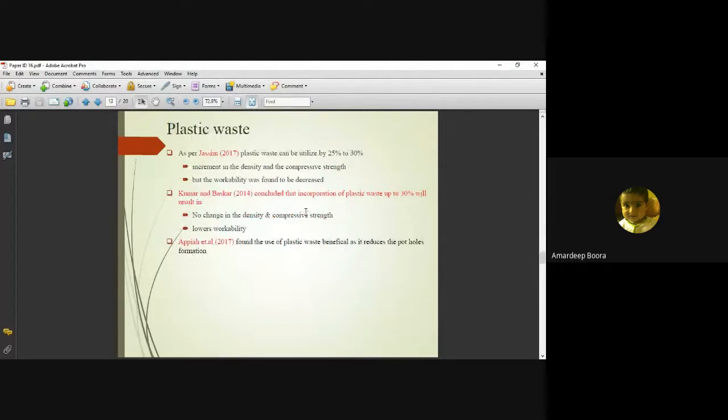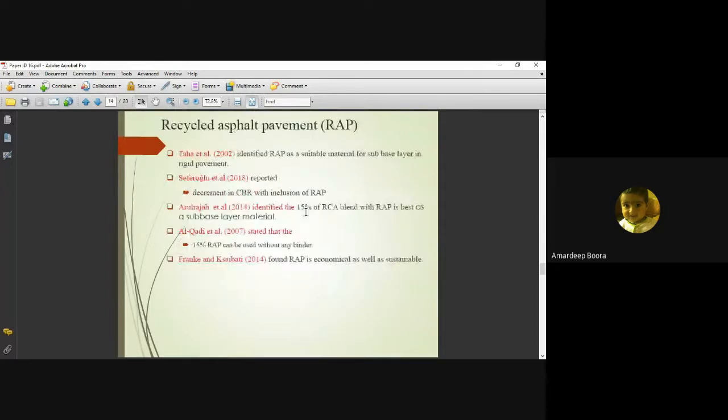Some plastic waste, as reported by several researchers, can be utilized up to a maximum of 30%. But the main problem is that the workability decreases because of the incorporation of this plastic waste in the concrete.